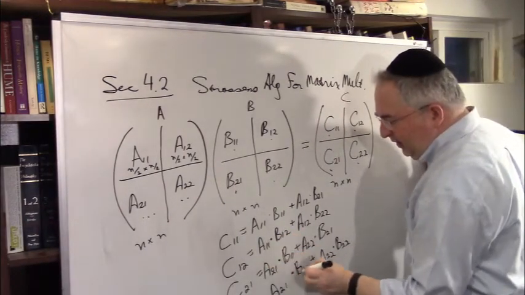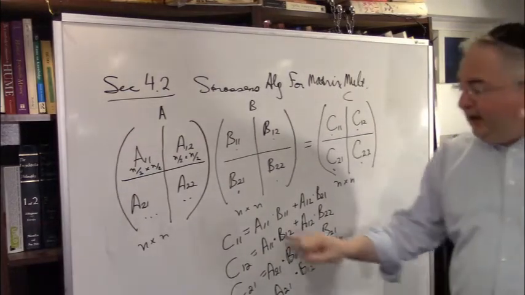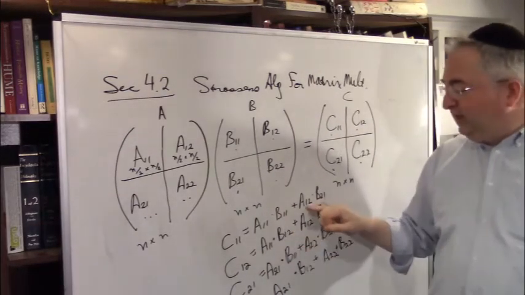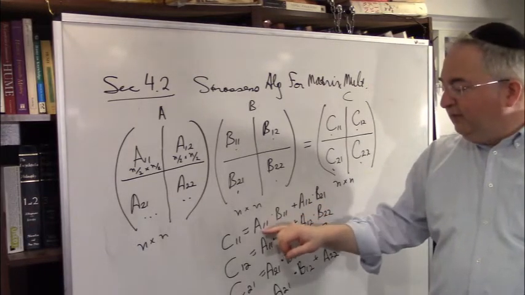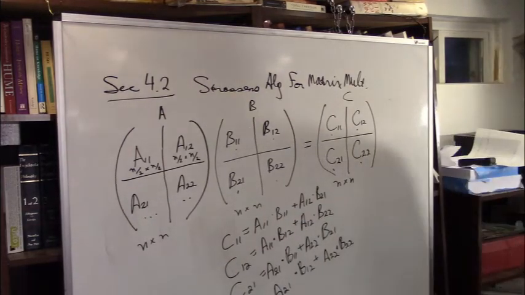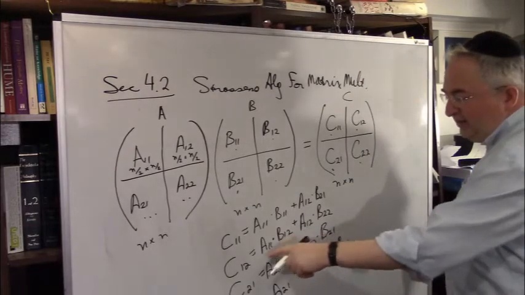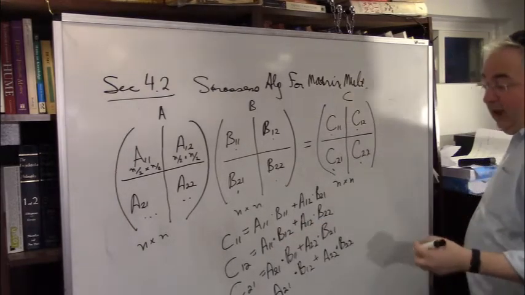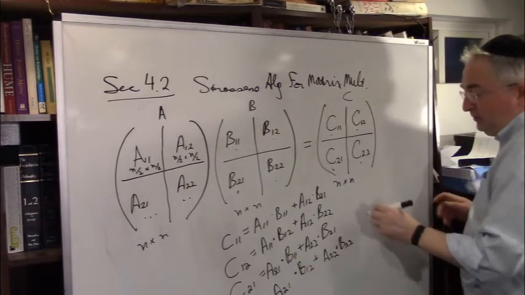Now, each one of these multiplications is an n over 2 by n over 2 matrix, plus an n over 2 by n over 2, and so on. So, if I was to write this line as a part of my program, it would be something like this.